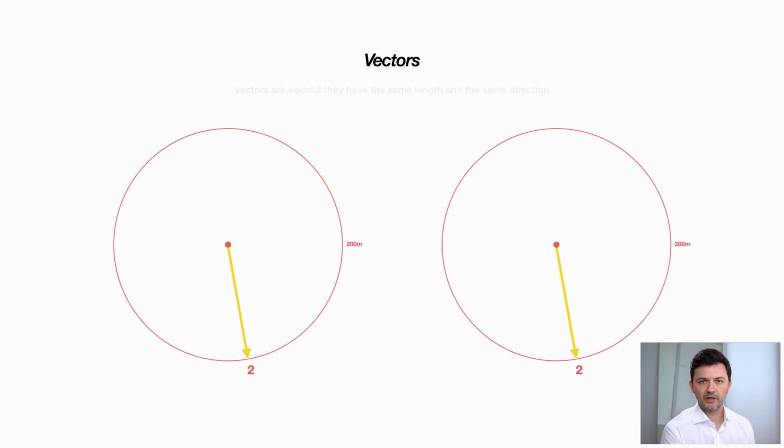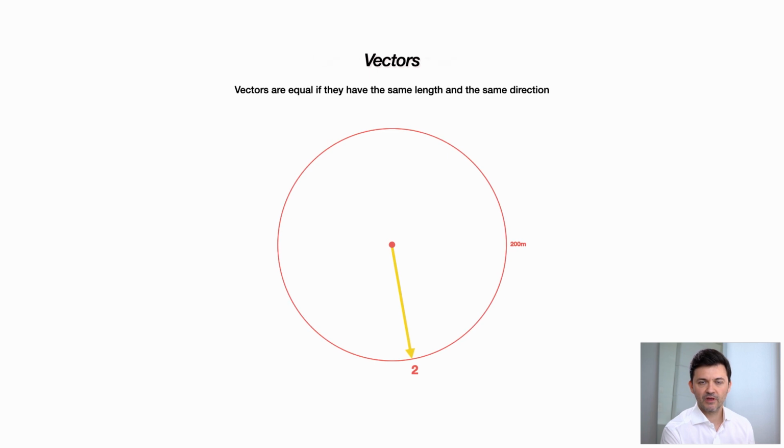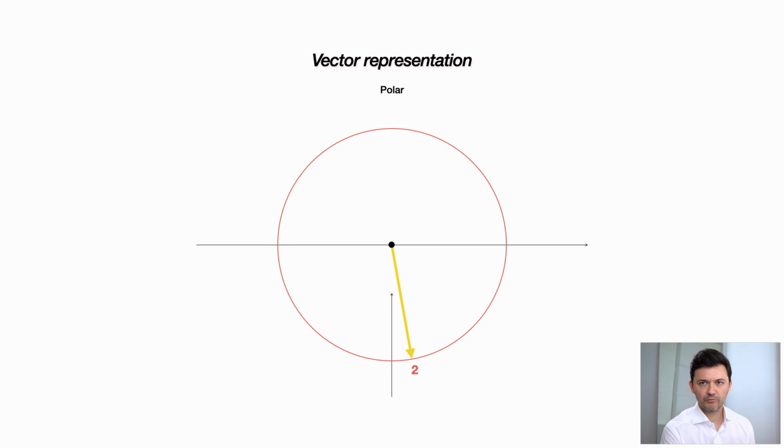When are vectors equal to each other? Well, they are equal if they have the same length and point in the same direction. And now let's see how we can represent vectors. So one way would be to measure their angle with the horizontal axis and their length. And this is called polar representation.